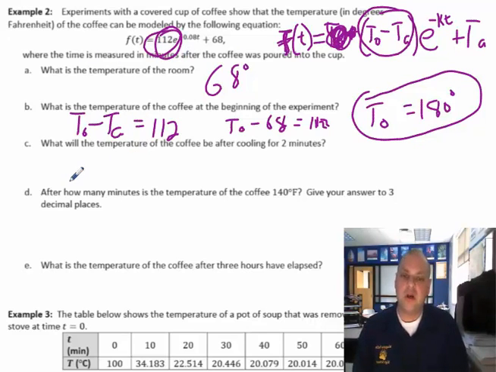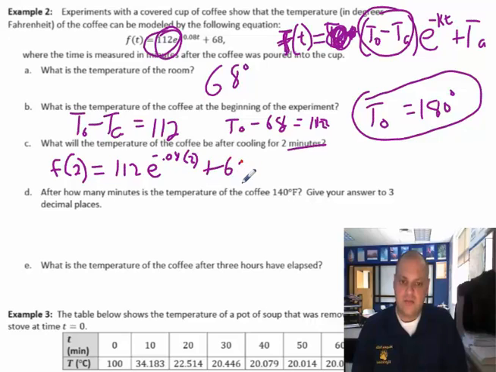What will the temperature of the coffee be after cooling for 2 minutes? All right, that's just plugging in a 2. So we're going to do f of 2, and that's going to be 112 e to the negative 0.08 times 2 plus 68. And that comes out to be, I did it already for you, 163 degrees. So it started at 180 and went down to 163.